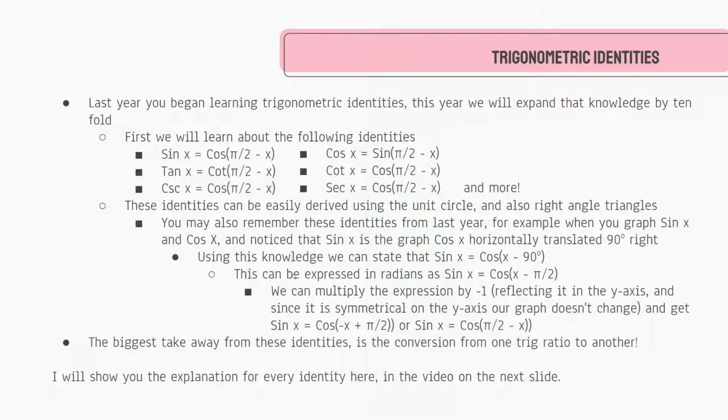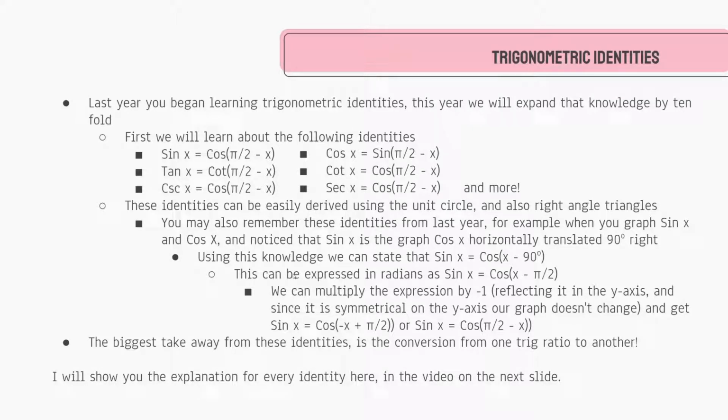Okay, so here is our thought on trigonometric identities. Last year, you should have begun learning about them, but honestly, this year, your knowledge will be expanded by at least like tenfold. So at first, we're going to be learning about these identities. Here, I have listed 6 out of the 12, but don't worry, I'll be going over all of them. So essentially, these identities can be easily derived using the unit circle and also right angle triangles. I know, trig and right angle triangles, you would have never guessed.